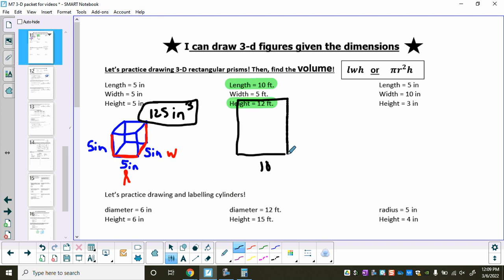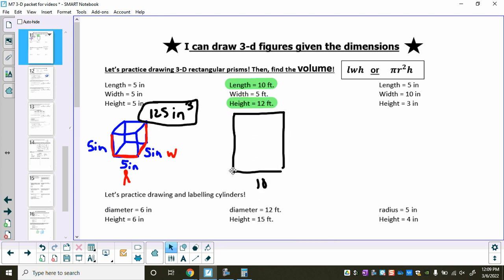And I'm going to move that down in a second. So you can see here, boop, boop. All right, so there's the 10 and then there's the 12. So that really helps us kind of gauge the length and the height. And then the width is only 5. So the width is half of the 10 here.